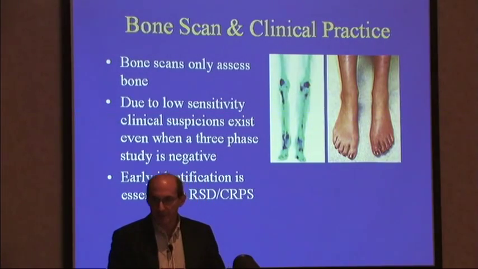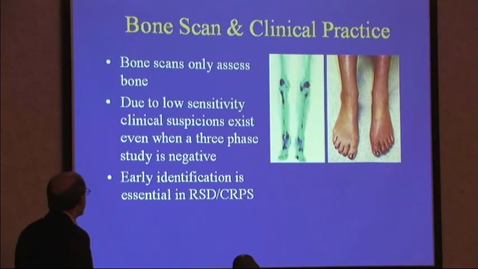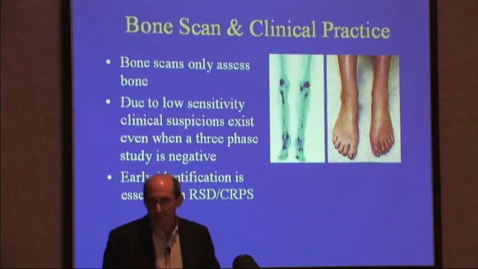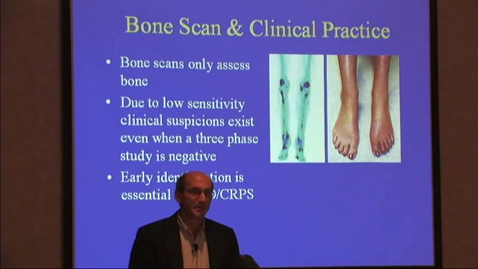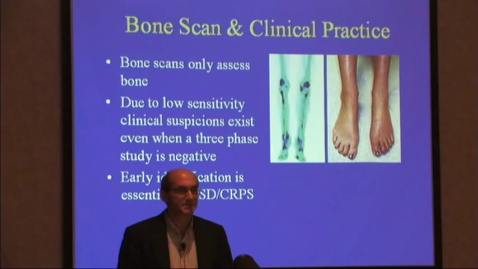Well, here we have a patient that was referred that has RSD of the left lower extremity. We got a bone scan done, however, and it was normal. Well, how could that be? Bone scans assess only bone. They have low sensitivity. And many, many of us have seen patients that we thought had RSD, someone said the bone scan was normal, or even that had a sympathetic block.